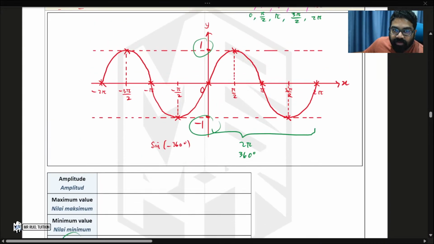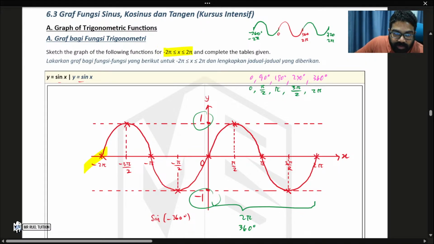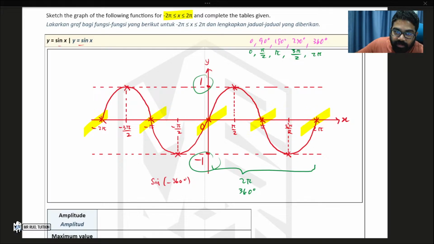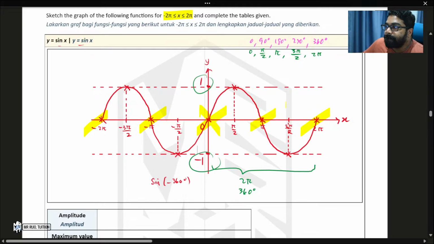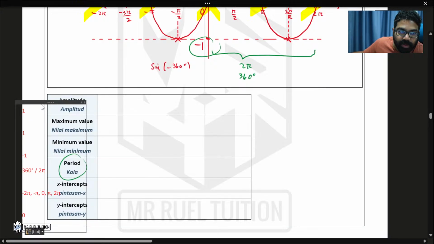X-intercept, Y-intercept. You can also see them from the graph. What are the X-intercepts? From negative 2 pi to 2 pi, we have negative 2 pi, negative pi, 0, pi, and 2 pi. These are all the X-intercepts. And then the Y-intercept, only one: 0. So that is the sine graph, sine x.